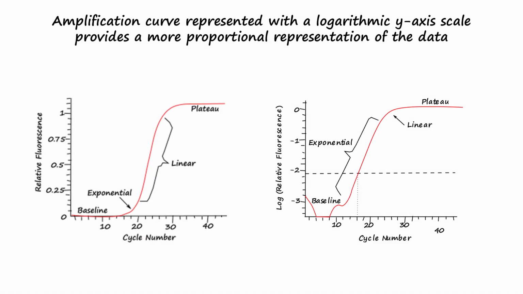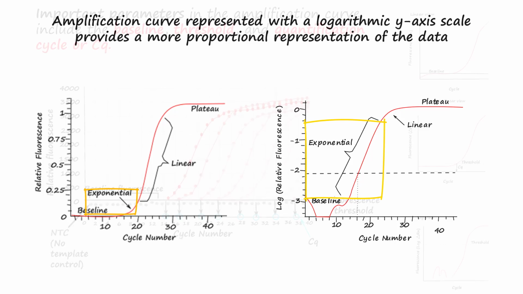The amplification curve may be represented by a logarithmic y-axis scale, which provides a more proportional representation of the data. For example, on a linear scale, lower expressed data points would appear much closer together than higher expressed data points, even though the fold difference between the points is the same. The logarithmic scale makes it easier to identify the exponential phase of the amplification curve.